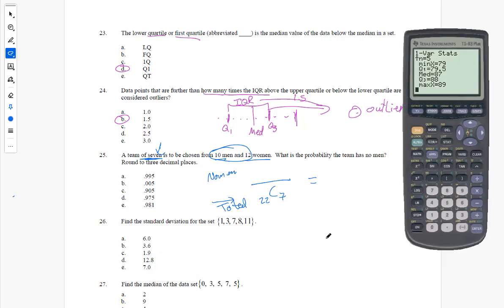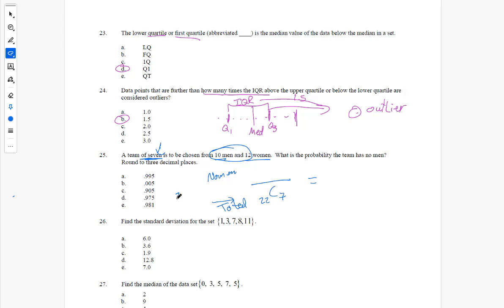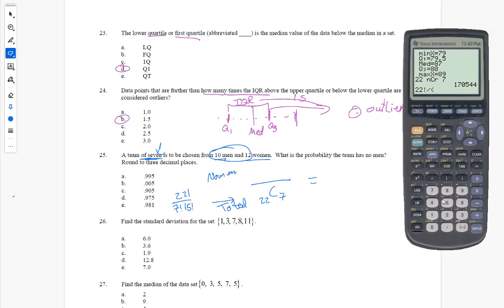Let's go ahead and punch that into the calculator. Okay, so 22 math. I don't think I showed you this before, but in probability, you can just do nCr 7. That is the same thing as 22 factorial over 7 factorial, 15 factorial. So that's how you count up 22 choose 7 very, very quickly.